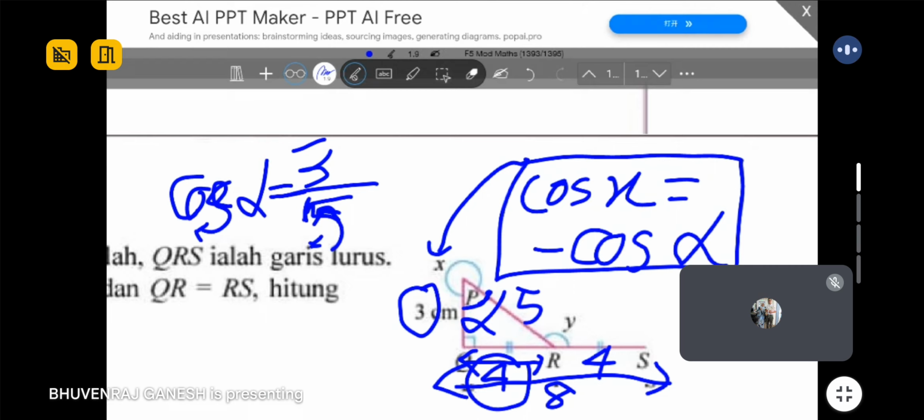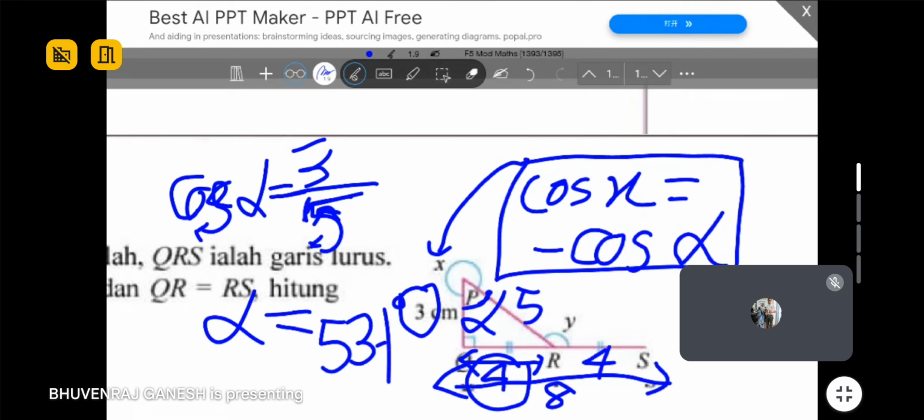So you just need to shift cos only, answer. Then you will get the alpha. Boleh cari nilai alpha dari calculator. So 3 over 5, shift cos. You should get 53.1. So boleh cari x kan? You can find your x angle.